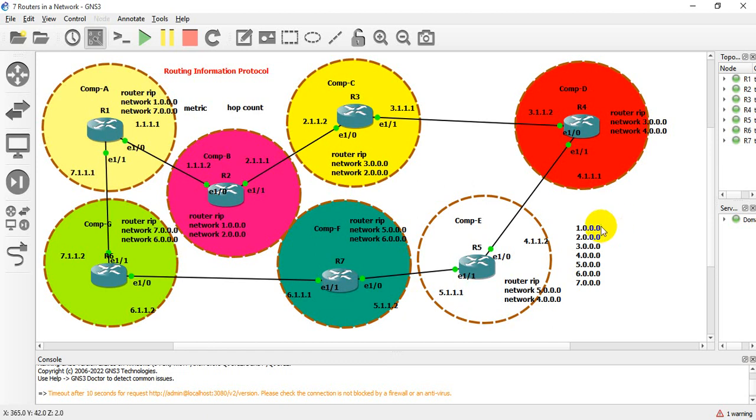Let me correct it first. Now it's okay. Now look at this one. That one, that one. In this network, two. We selected these as the IP addresses. Another is two. Same here.